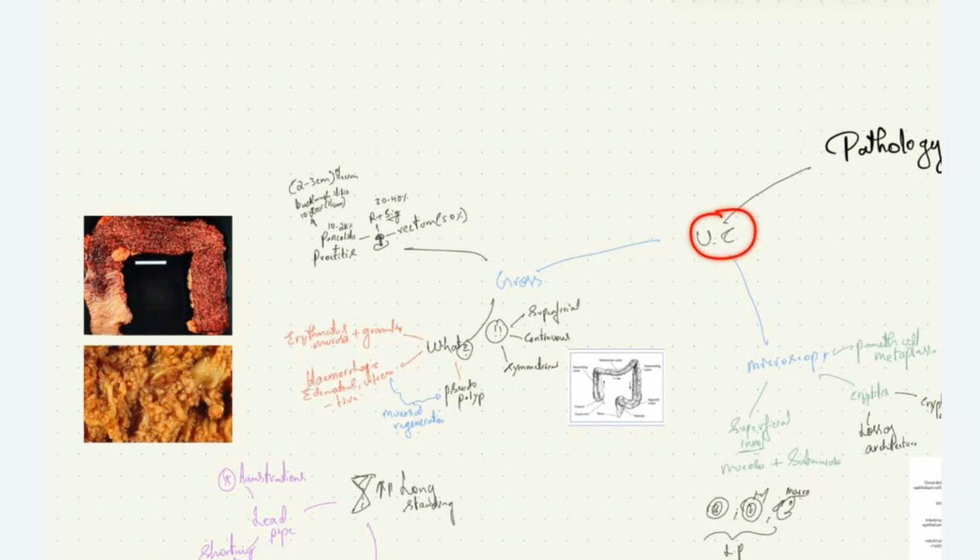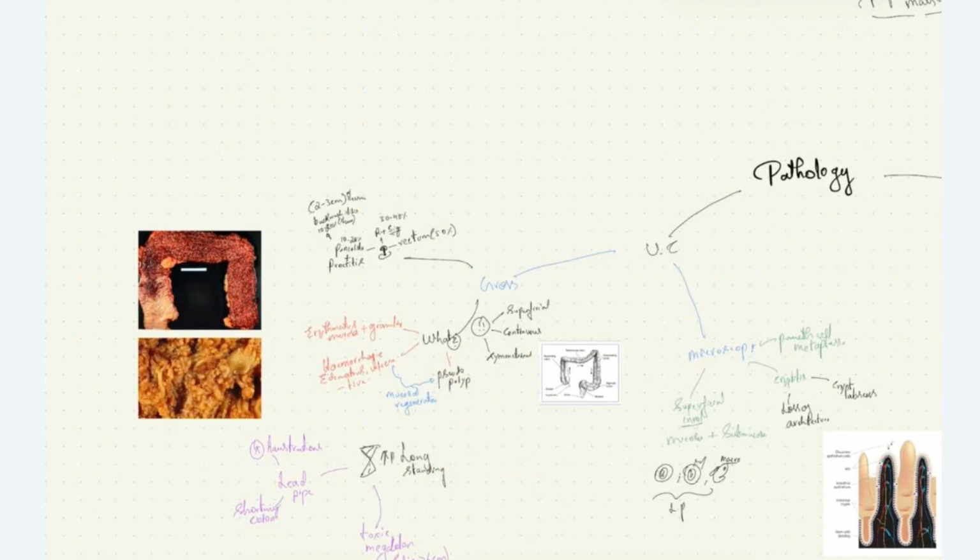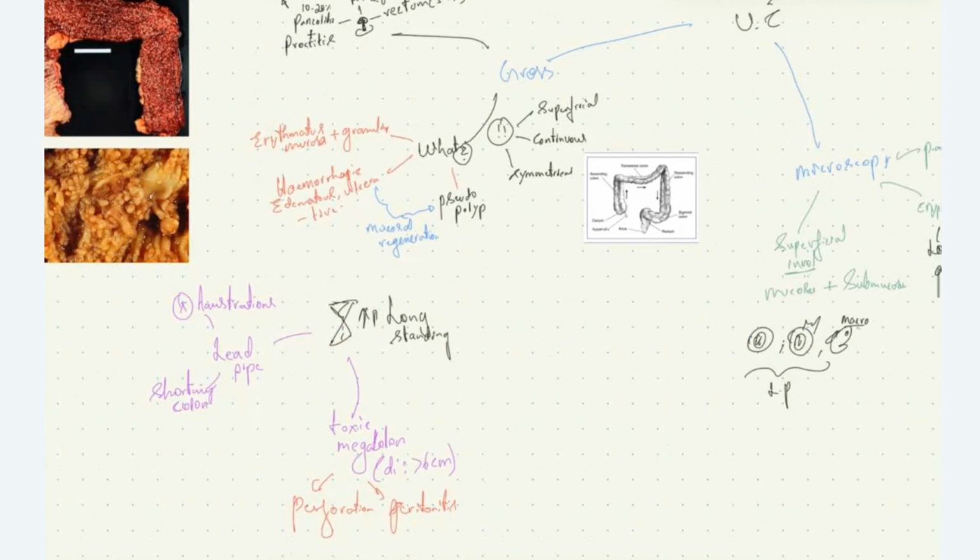So we have rectum and sigmoid colon being involved in 30 to 40% of patients. We see pancolitis along with proctitis in 10 to 20% of patients. And also we see backwash ileitis in 10 to 20% of patients, wherein the terminal 2 to 3 centimeters of ileum is involved in ulcerative colitis. The ileum is more involved in case of Crohn's disease, but in ulcerative colitis, we only have backwash ileitis. That's it. Now, what are the gross findings that we see in inflammatory bowel disease?